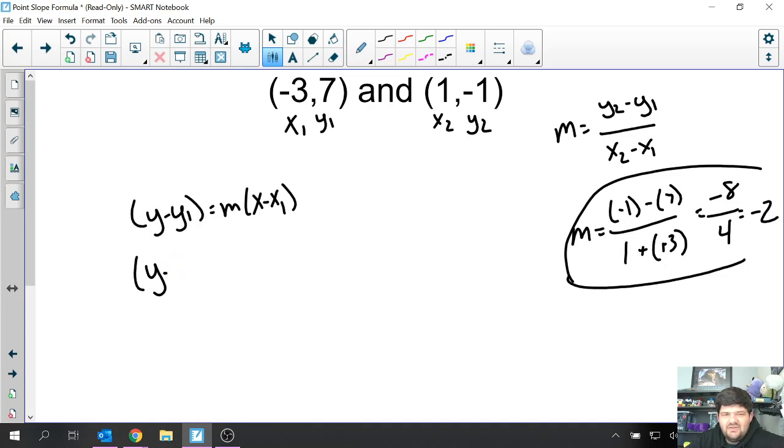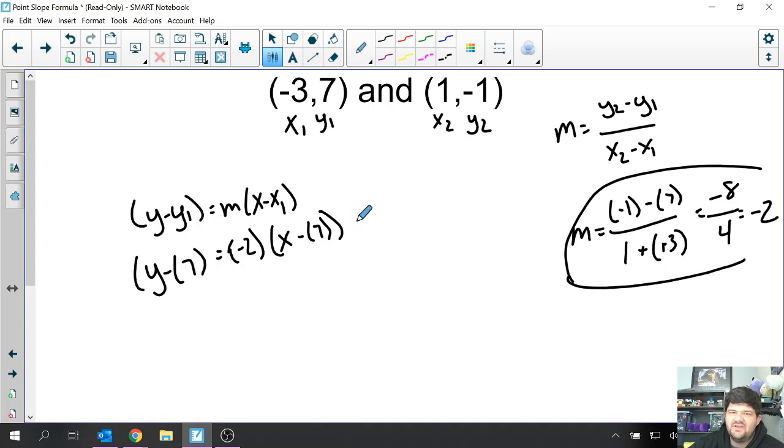The y and the x don't change. My y1 value with parentheses, y1 is 7, equals m. We know what that is. We solved for it. That's -2. And then times x minus x1. Again, the x and the y don't change. The x1 and the y1 come directly from the point up here. And you can use either point, but I'm using the points that were already labeled x1, y1.